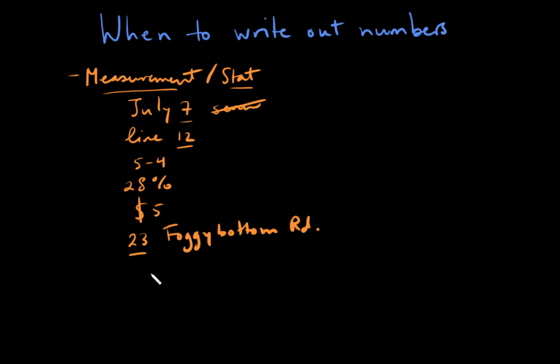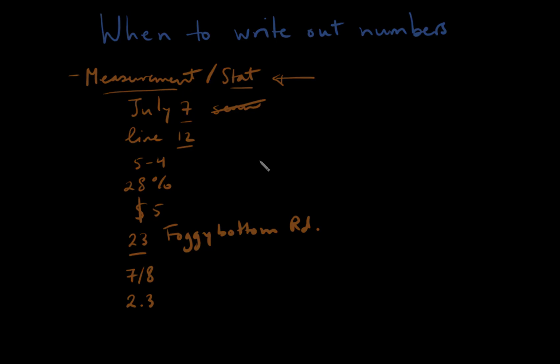Any sort of mathematical equations or numbers, so let's say you're talking about a fraction, 7 out of 8, or something with a decimal in it. In each of these cases, we have something quite specific, and it's totally fine just to leave it in numeric form. So our first two rules kind of rub up against each other. The first one says if it's short, write it out. The second one says yeah, but if it's a specific kind of measurement or stat, you can leave it in numeric form.